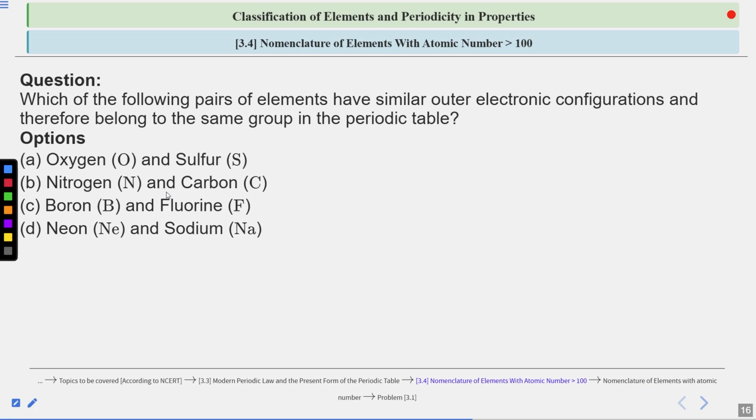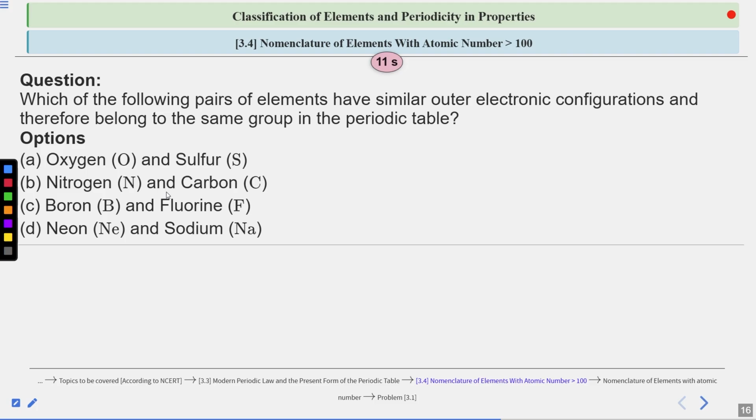Then the next question: which of the following pairs of elements have similar outer electronic configurations and therefore belong to the same group in the periodic table? Options are A, oxygen and sulfur; B, nitrogen and carbon; C, boron and fluorine; D, neon and sodium. Again, you have to look for the similar outer electronic configuration. For that, you have to look for the same group. So, you have some time to solve this question.